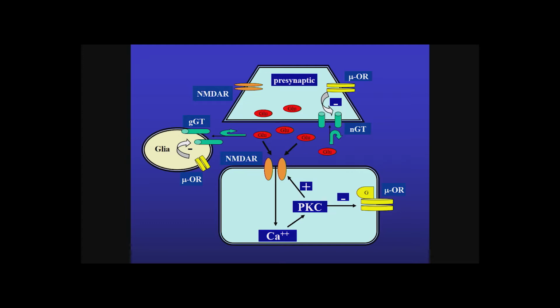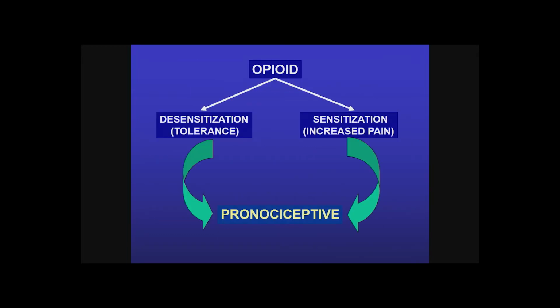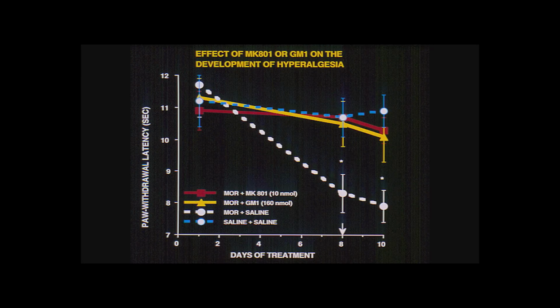But here's the problem. With mu-opioid receptor activation, the cell membrane is hyperpolarized. It's supposed to be inhibited. And that really bothered us for quite a few years. We couldn't explain why, because if you look back at this slide, we did find from the behavioral phenotype point of view that if you inhibit the NMDA receptor, or if you inhibit protein kinase C, you can actually prevent the development of opioid-induced hyperalgesia. So how did that happen?